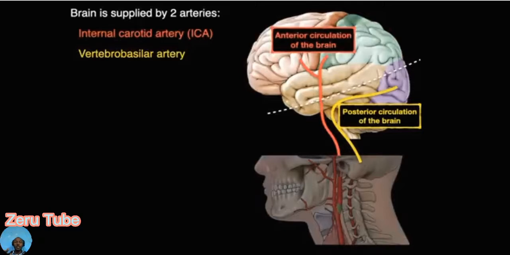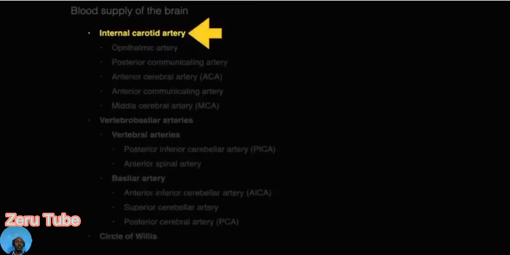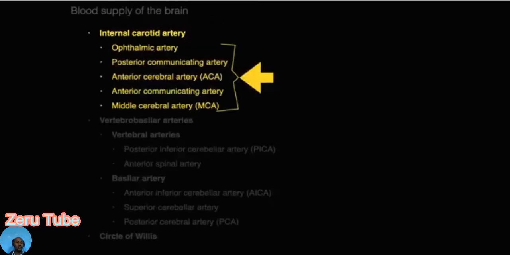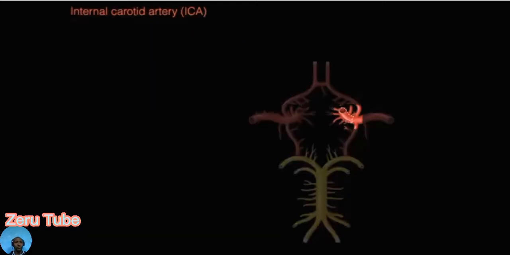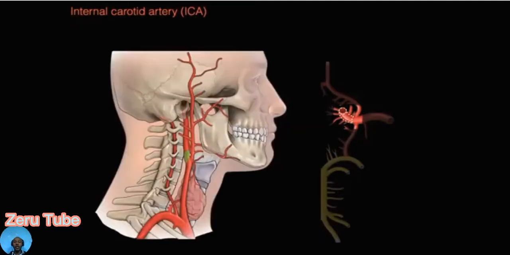Okay, so this is the figure which shows the internal carotid artery supply area and the vertebral basilar artery supply area. The branches of the internal carotid artery are the ophthalmic artery, posterior communicating artery, anterior cerebral artery, anterior communicating artery, and middle cerebral artery. This is the internal carotid artery found within the brain.